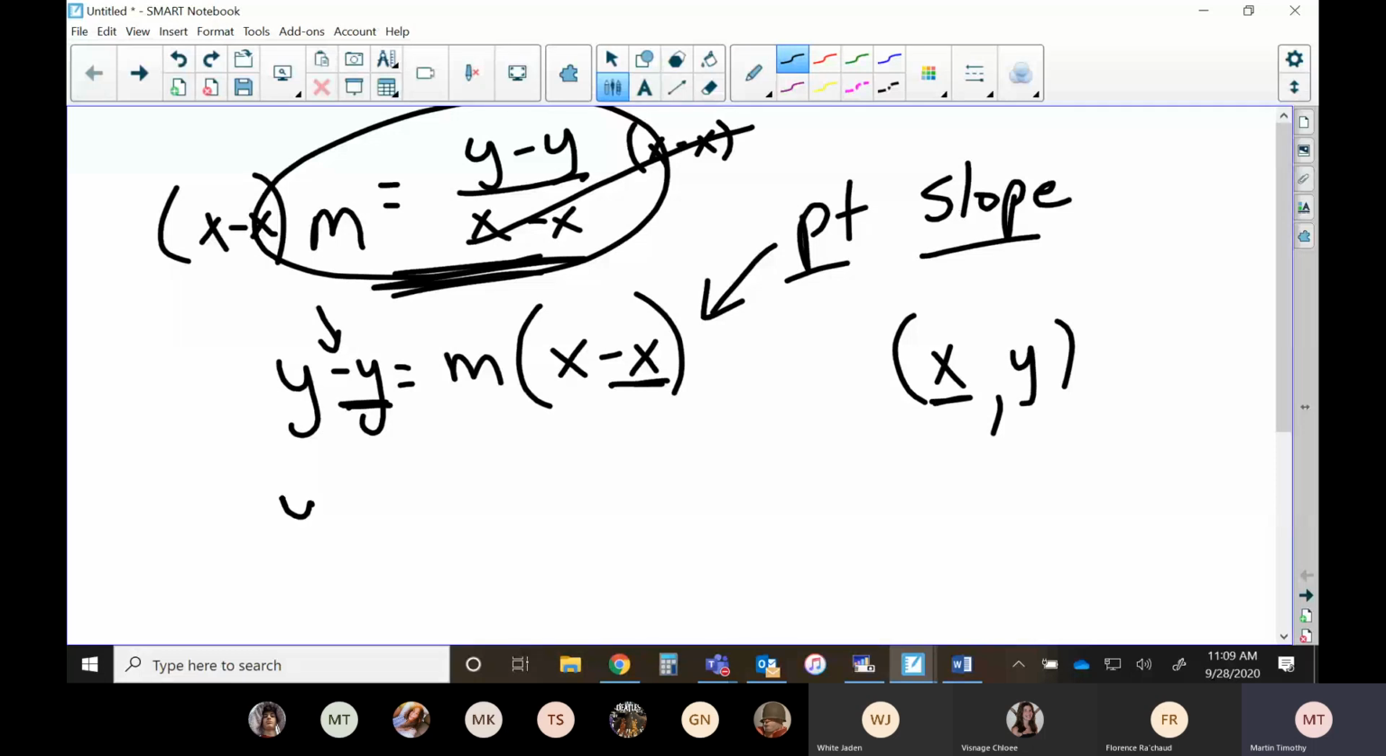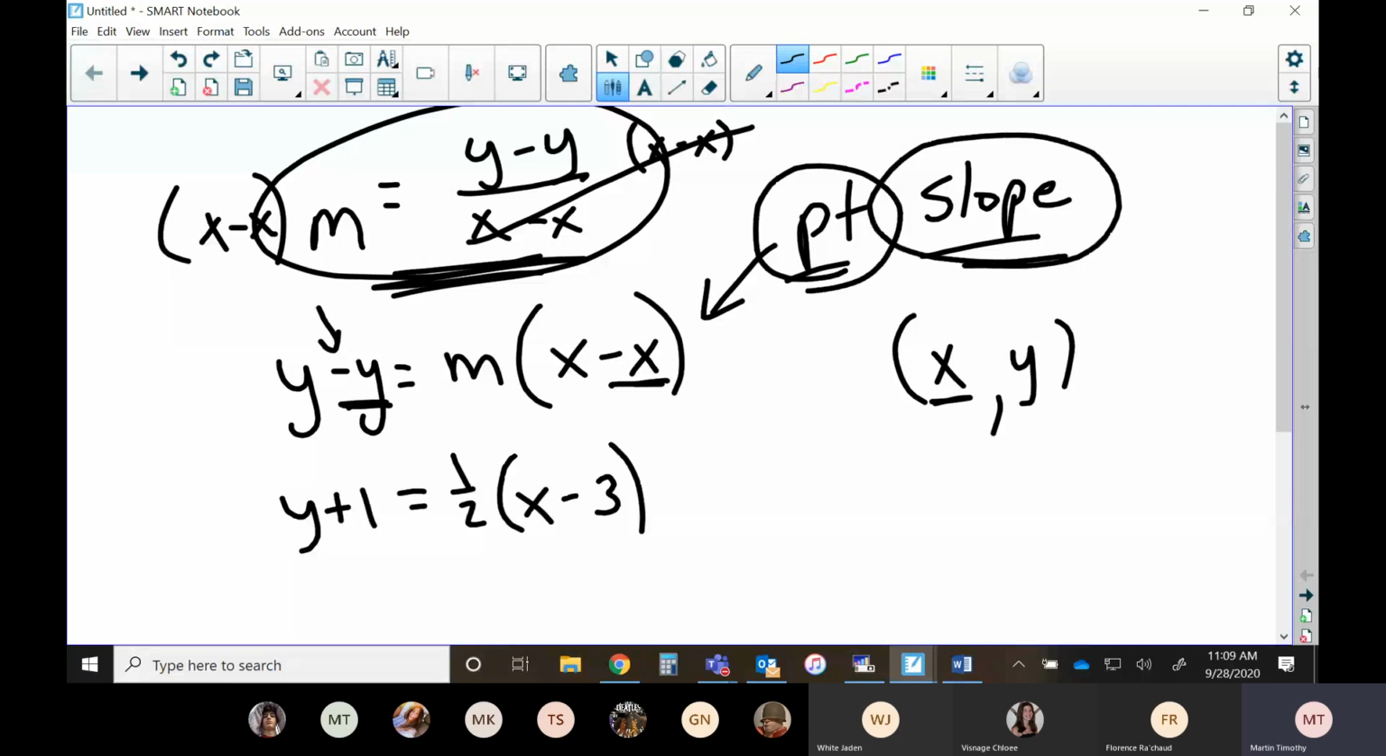If I said y plus 1 equals 1/2 x minus 3, what is my point? Because remember, point slope gives me a point and gives me a slope. It's very similar. Slope-intercept form gives you a point and a slope. The difference is it gives you the y-intercept every single time. This just gives you some random point, whatever point they want you to use. Do you follow me? So what would be my point for this one?